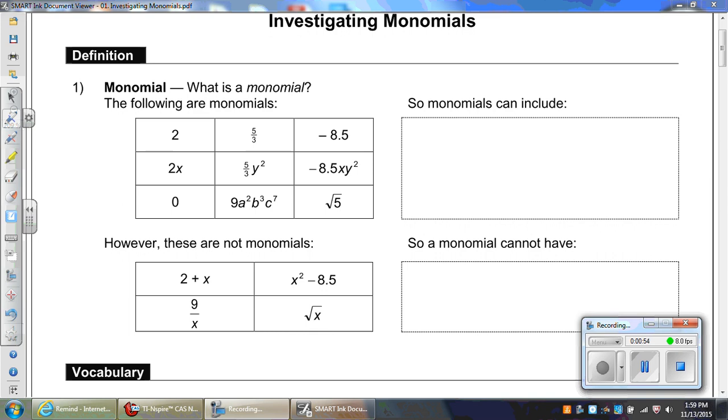So let's go ahead and write down some terms, some definitions here. I know that most of you have Dr. Carrillo. So what does that prefix mono mean? One. Only one, right? So when we say monomial, what we're saying is that there is only one term.